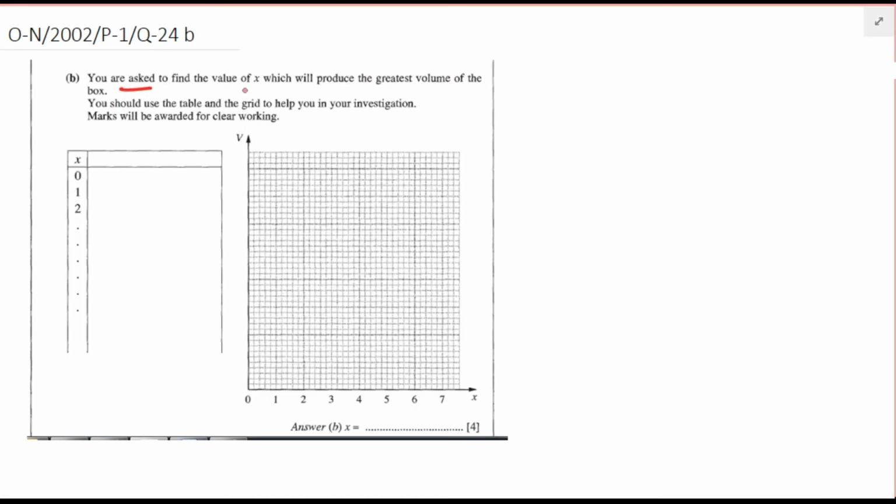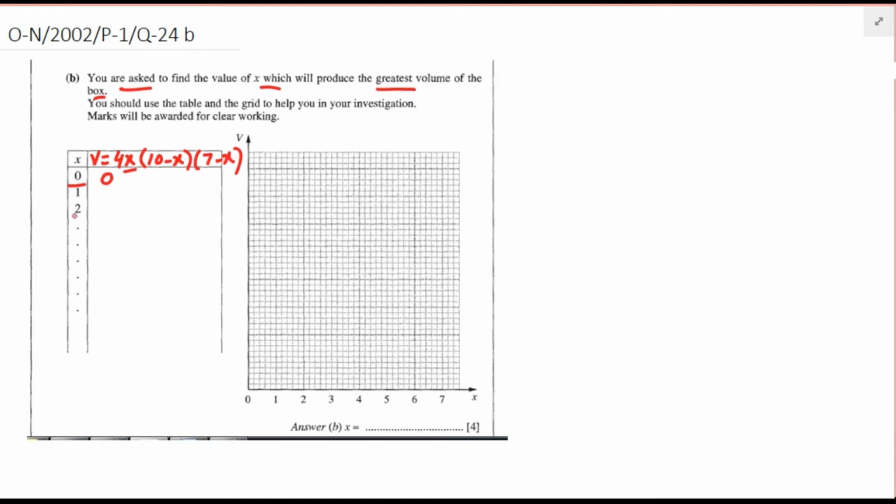Part B. You are asked to find the value of x which will produce the greatest value of the box. Here we have found the volume: V is equal to 4x(10 minus x)(7 minus x). For x is equal to 0, the volume is equal to 0.